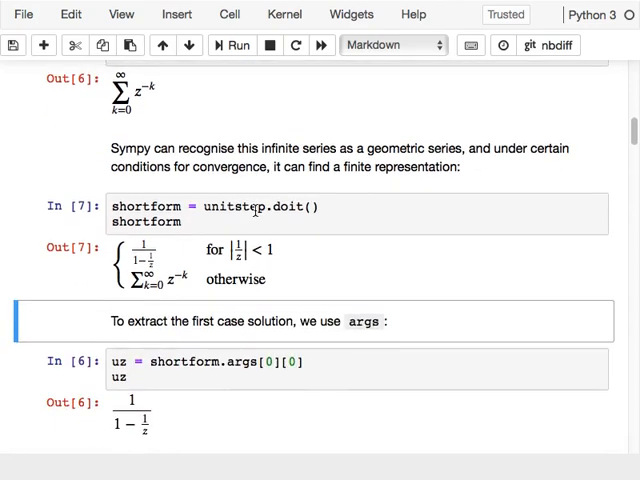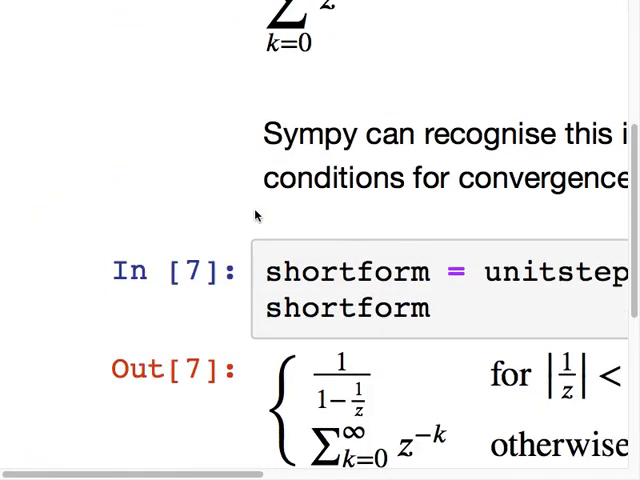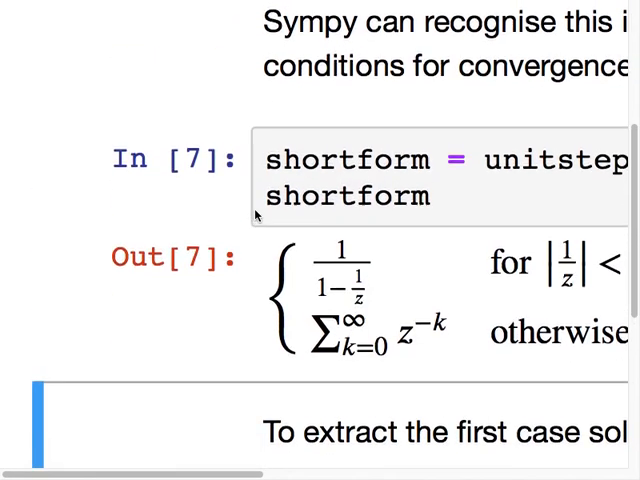But there you have it. It's a little bit small there, but let me try and zoom in a bit. So there you have now what that form is. What SymPy is telling us is, okay, under certain convergence conditions, right?